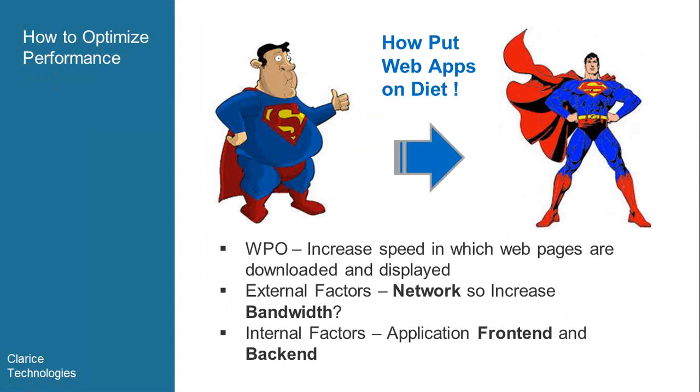But if you are accessing a server which is hosted in the US, then obviously there will be a huge latency compared to a server which is hosted in India. So network and location become external factors, and internal factors are the application front end and back end. We can't do much about the network, but for internal factors like application front end and back end, we can really optimize and do a lot of things in those areas.